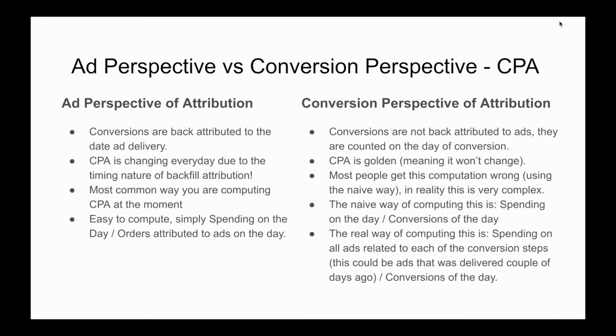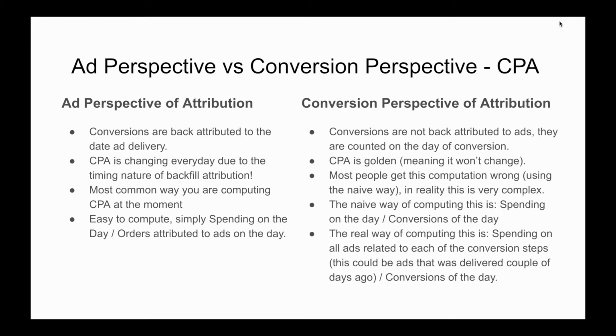So now let's look at CPA computation specifically for the ad perspective and the conversion perspective. In ad perspective, once again, because conversions are attributed back to the day of ad delivery, as long as you're computing the CPA for an ad or platform on a specific day, as long as within the attribution window, the CPA number you have is subject to change. It will go lower and lower all the way until the 30-day window. Then it will stay golden. It won't change anymore.